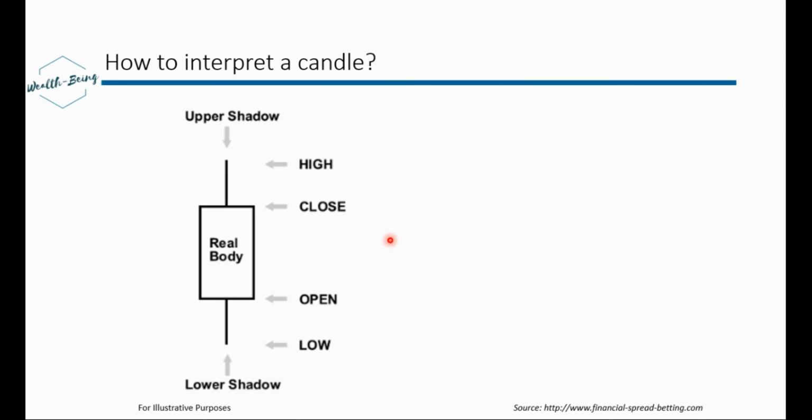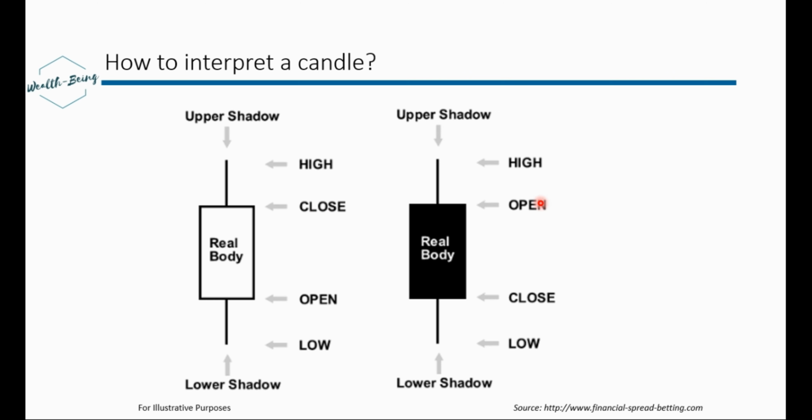If the close price is above the open price, then hollow or white candles will be formed. Whereas if the close price is below the opening price, then filled or black candles are drawn. The hollow or filled section of the candlestick is called the real body. That means the price range between the close price and opening price is called the real body.